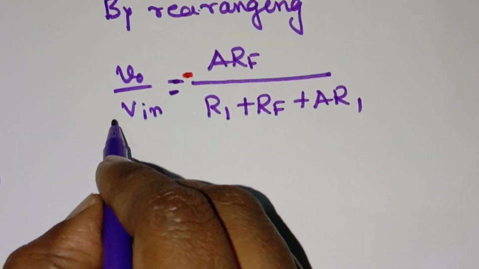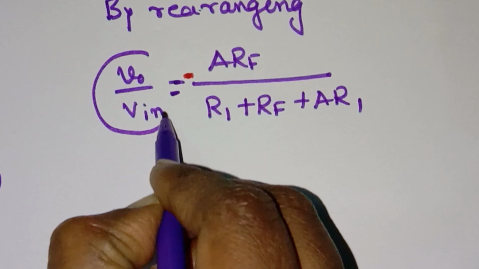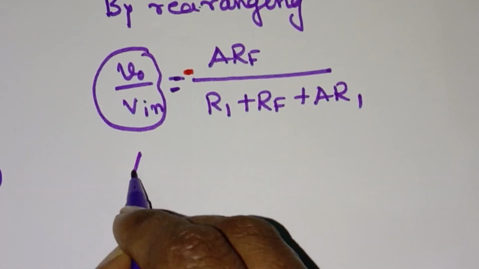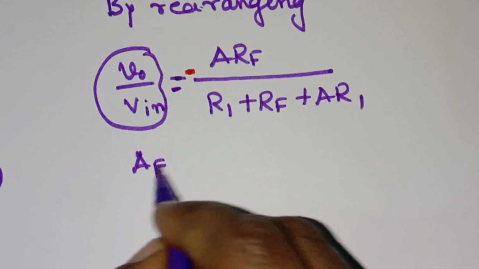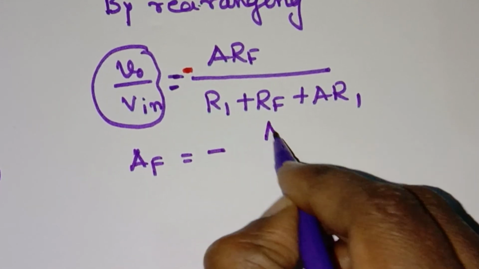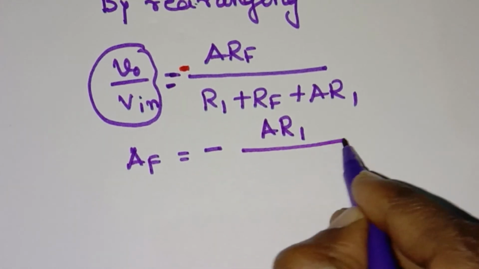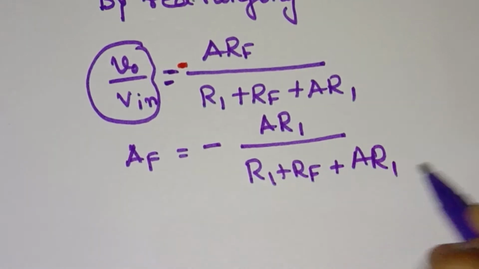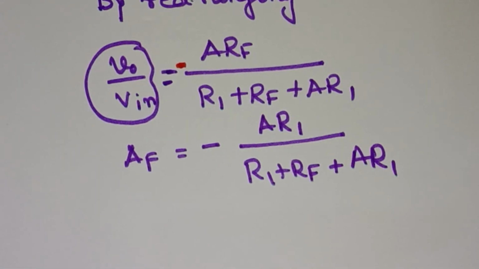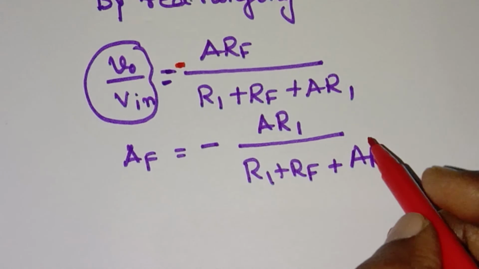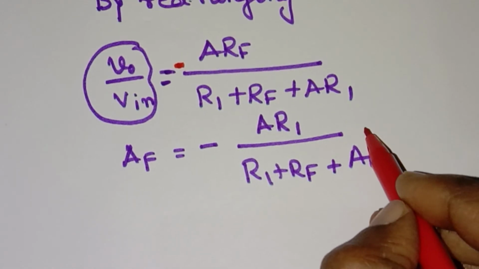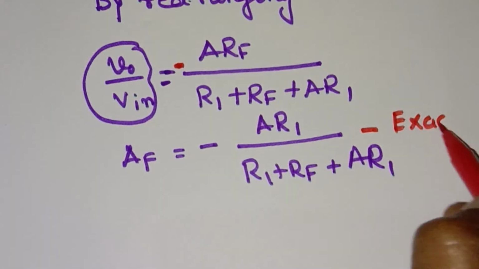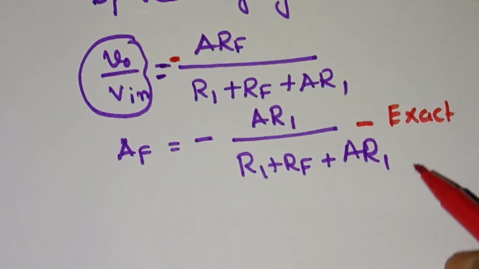Okay, and the next point is, we know that Vout divided by Vin is the gain with feedback, that is equal to minus of A times R1 divided by R1 plus RF plus A times R1. Okay, and we got the same type of equation in the non-inverting amplifier. This is called the exact equation.